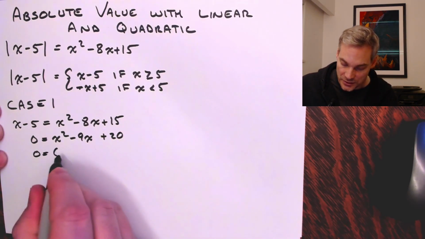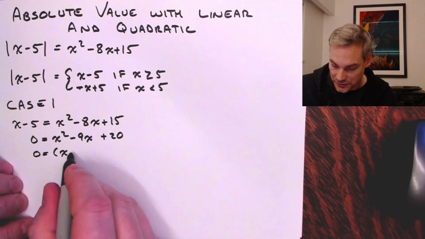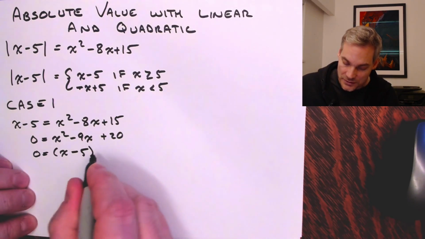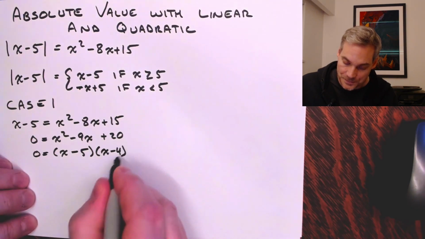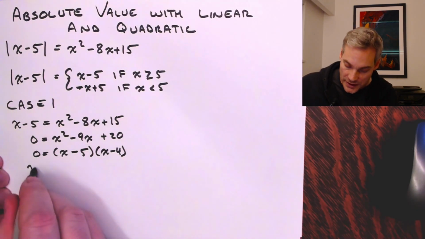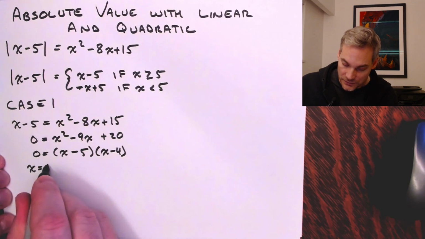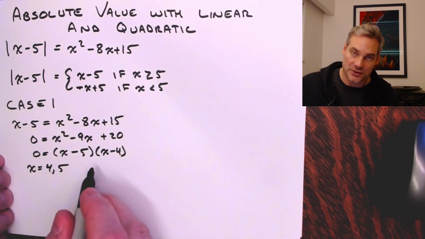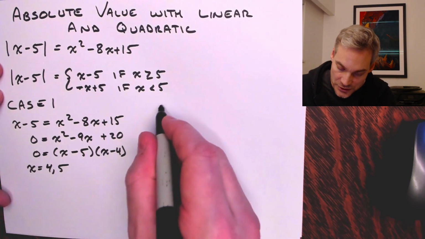And that's equal to a factored form. If you need to review factoring, just go watch one of those videos. (x − 5)(x − 4). So now I know that x equals 4 and 5. Okay? So these are possible solutions. We'll check them later. Now we'll do case 2.